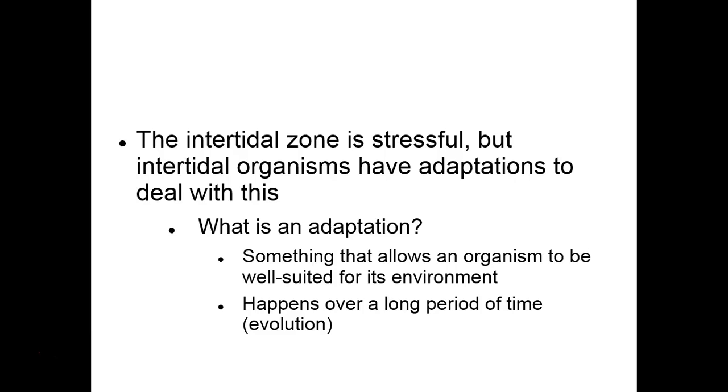Okay? So the intertidal zone is stressful, but intertidal organisms have adaptations to deal with this, and these adaptations contribute to where in the intertidal zone they can live. So what is an adaptation? It's something that allows an organism to be well suited for its environment, and it happens over a very long period of time. It doesn't just happen to the organism itself in its lifetime; it happens to the population of organisms. Certain ones have traits that make them more successful at surviving and reproducing. Those traits get passed along and get amplified over time, and that's evolution.